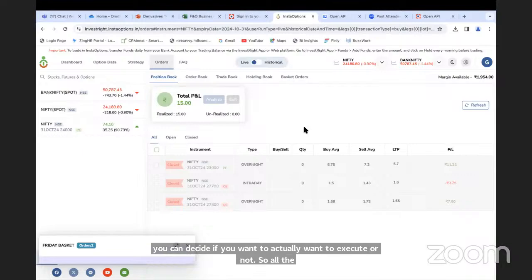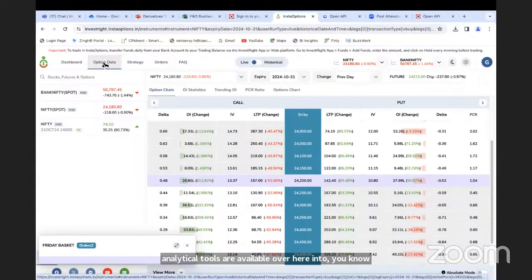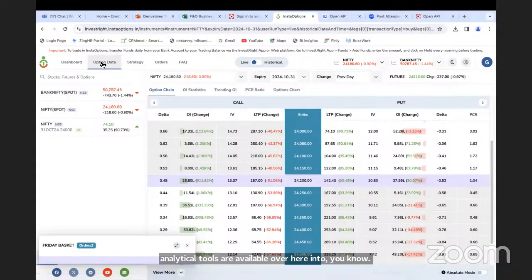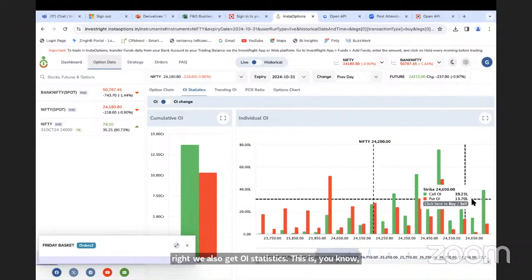So all the execution, all the tracking, all the analytical tools are available over here in this particular platform called Insta Options. If you go into options data, option chain we have seen, right? We also get OI statistics. This is the cumulative OI. This is the individual strike wise OI. We can find the support and resistance based on this.